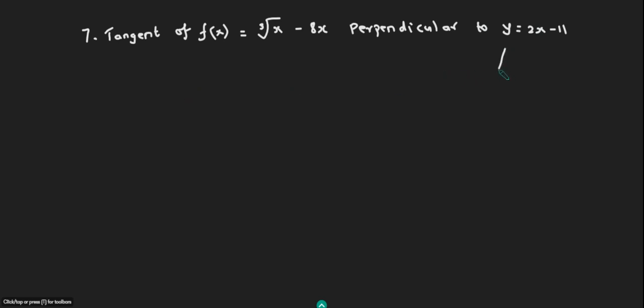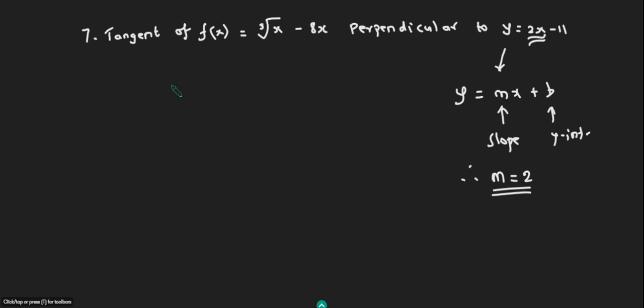First, I'm going to determine the slope of this line. So this line equation is in the form of y equals mx plus b, where m is the slope and b is the y-intercept. So m is the coefficient of x. The coefficient of x in this line equation is 2. So therefore, we say that the slope of this line equals 2.